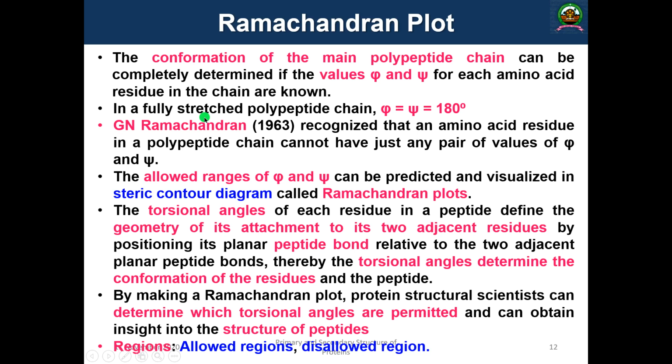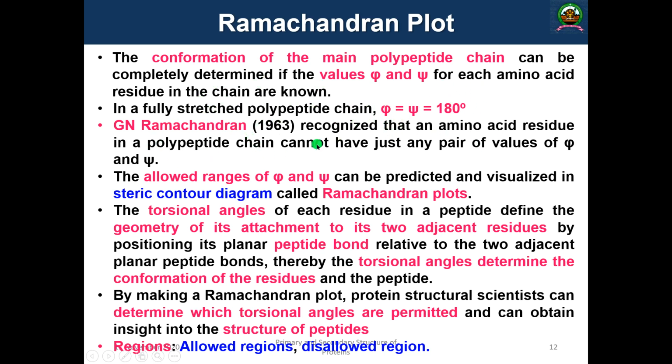What is the possible secondary structural conformation of a polypeptide chain if it undergoes one particular psi and phi angle? The conformation of a main polypeptide chain can be completely determined if the values of phi and psi for each amino acid residue in the chain are known. In a fully stretched polypeptide chain, phi is equal to psi, that is 180 degrees.